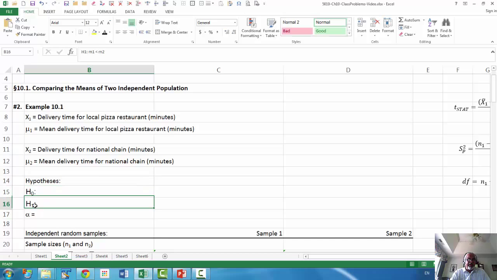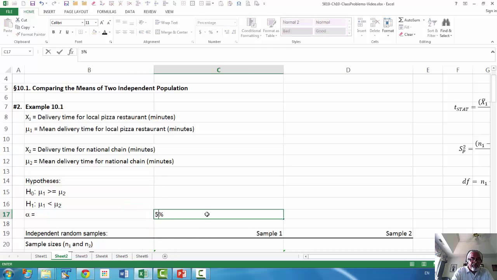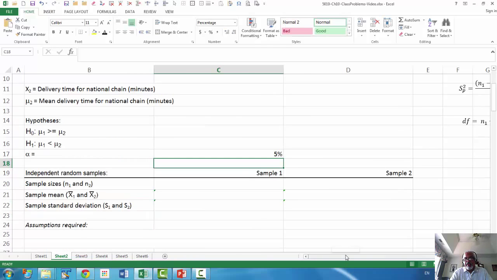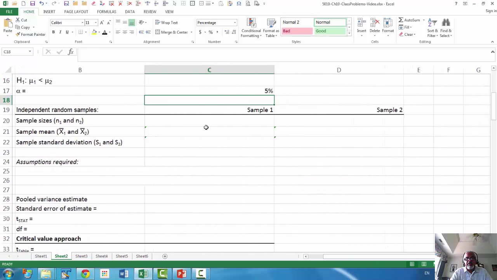So we set up the alternative hypothesis first. Mu sub 1 is less than mu sub 2. The null hypothesis is the opposite. So let's assume 5% alpha. Now the data is given here, local and the chain.